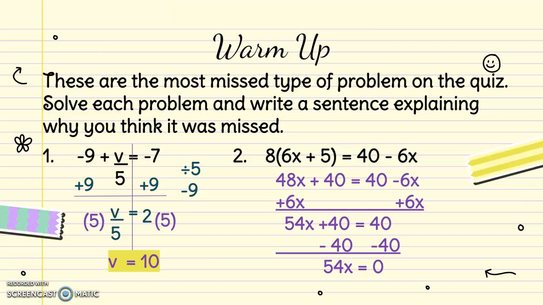Right here, a lot of people put no solution. But I still have a variable. I still have 54 x's, so there's no way that this answer can be no solution. I simply need to divide both sides by 54, and x will be equal to 0. Please do not write no solution next to this. X equals 0 is a solution.